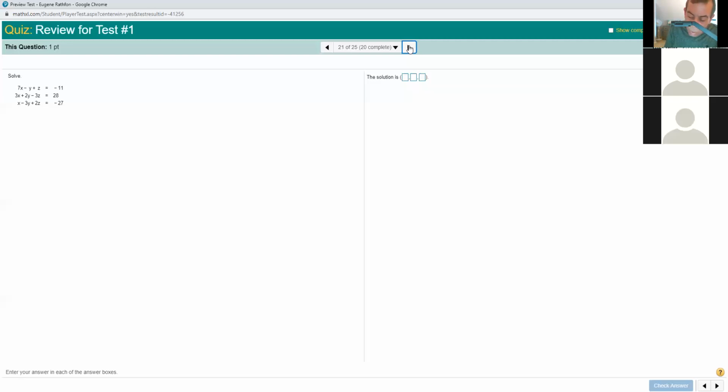Okay, so let's multiply row 1, which is 7x minus y plus z equals negative 11, times 2. Multiplying by 2 gives you 14x minus 2y plus 2z equals negative 22. After we did that, we said add that to row 2, which is 3x plus 2y minus 3z equals 28. Once I add them, I'm going to call that my row 4.